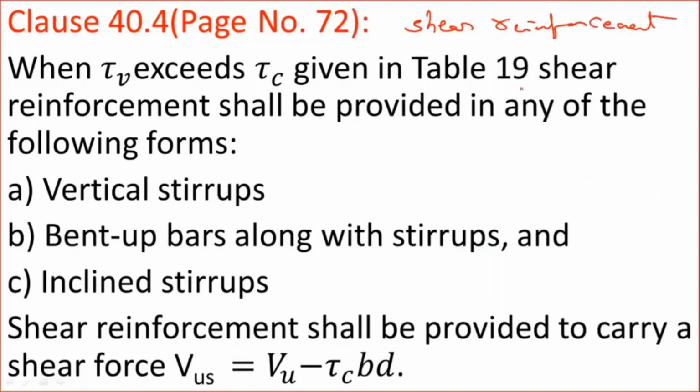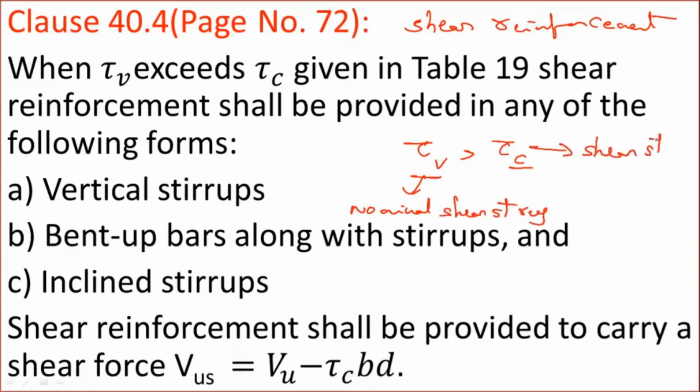Okay. So when we have to design the shear reinforcement is when tau v is greater than tau c. What is tau v? Tau v is the nominal shear stress. Then what is tau c? Tau c is the shear strength of concrete, the shear strength of a section without shear reinforcement.